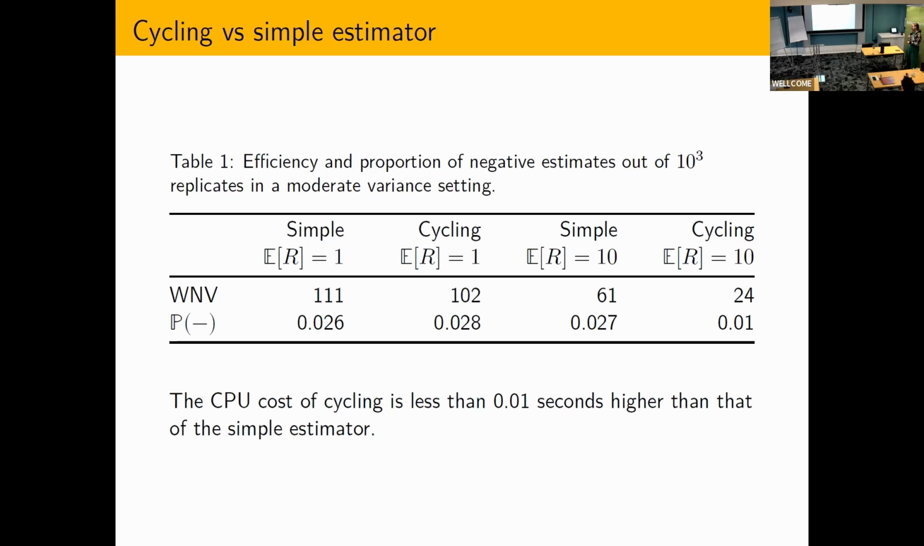The work normalized variance is the variance times CPU cost. So we want to compare the 2 in terms of how much variance reduction we get if we increase computational cost. We want both of these quantities to be small. You can see that when R is 1, they are not very different. They are roughly the same, and they have a fairly high probability of returning negative estimates. If I increase R, nothing really changes for the simple estimator, besides the fact that R is bigger. But for the cycling estimator, the probability of returning negative estimates, I think there is a 0 missing here, is considerably smaller.